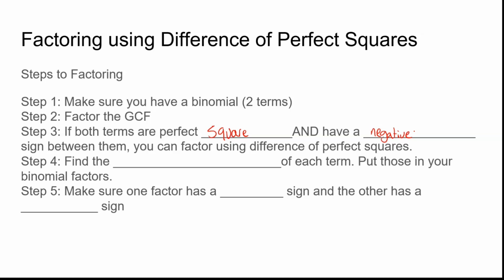So once we've done this setup, with perfect squares and a negative sign between them, you can factor that using a difference of perfect squares method. So we're going to move from this one binomial into two binomials that are being multiplied together. The first thing we're going to do is find the square root of those numbers. And then we're going to put those in our binomial factors. And we're going to make sure that one factor has a plus sign and the other has a minus sign.